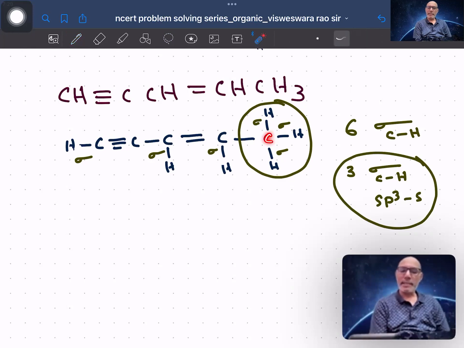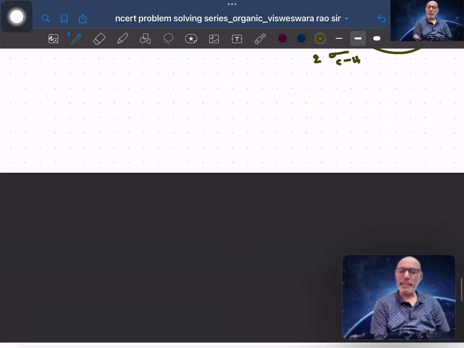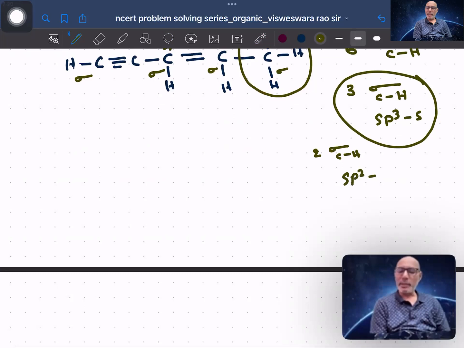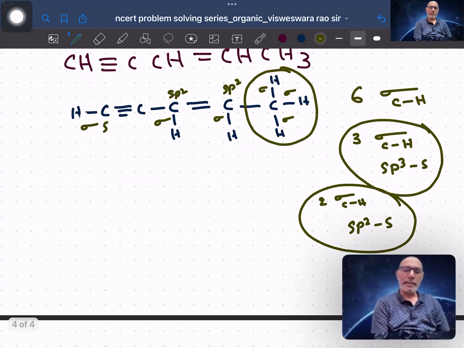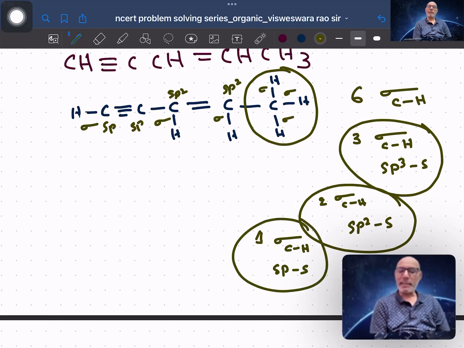So the hybridization of this carbon is sp3, right? And the hybridization of this carbon is nothing but sp2. That means this is also sp2. So out of these, the CH sigma bonds are formed by overlapping of sp2 and s orbitals, the sp2 hybrid orbital and s orbital. And this is sp hybridized. So one CH sigma bond is formed by overlapping of sp and s hybrid orbital.